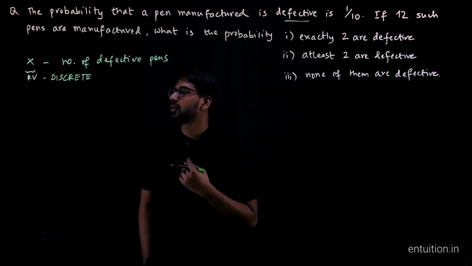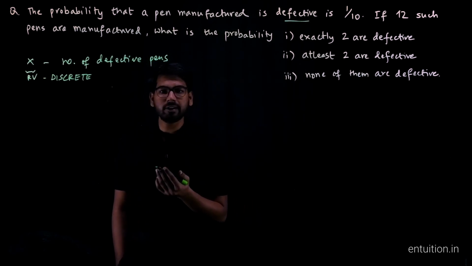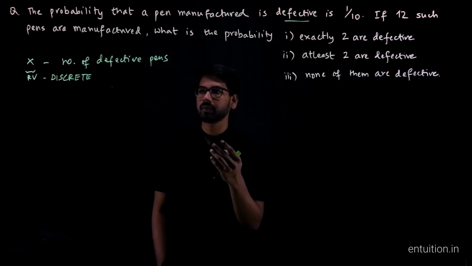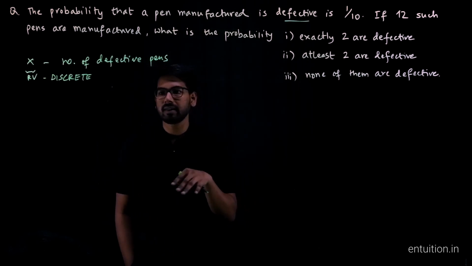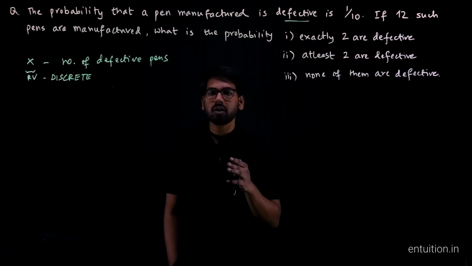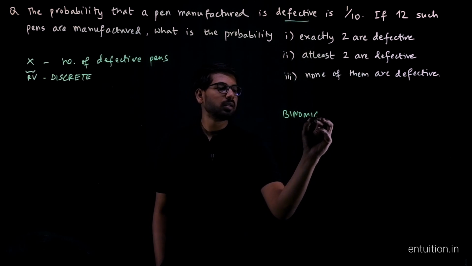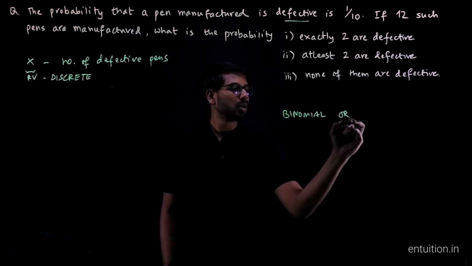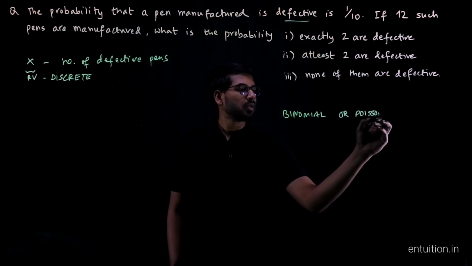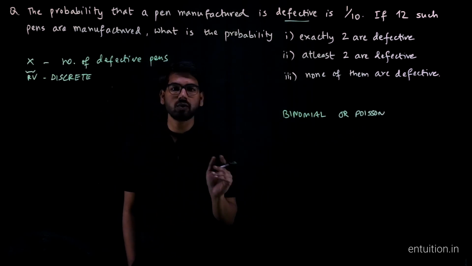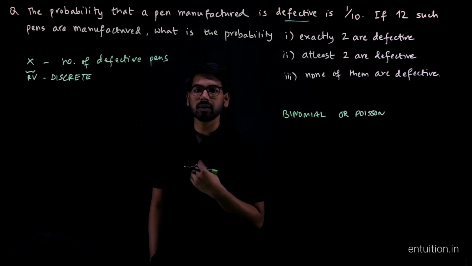So if it is a discrete random variable, there are only 2 possible probability distributions in our syllabus. What are those 2 probability distributions? It is either the binomial or Poisson distribution. Out of these 2 discrete probability distributions, we have to choose one. So what other information is given?